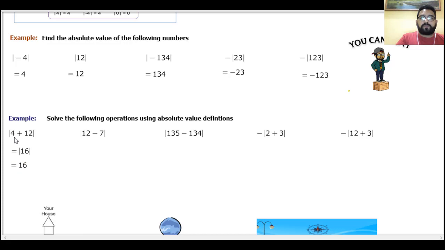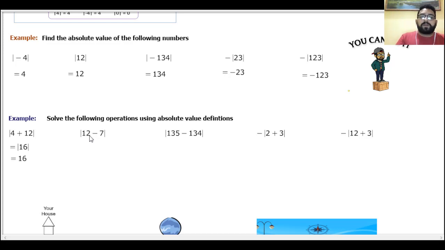Remember, first you need to add 4 plus 12, which is equal to 16, and then you find the absolute value of 16, which is equal to 16. Here we have the absolute value of 12 minus 7, because 12 minus 7 is inside the bars, the bars of the absolute value.